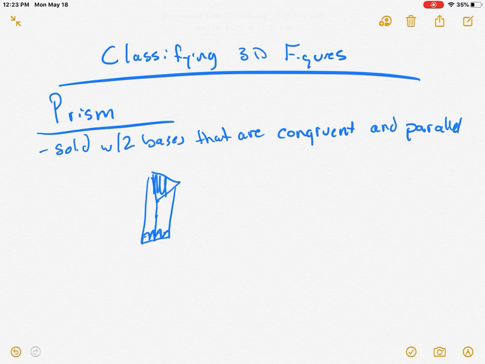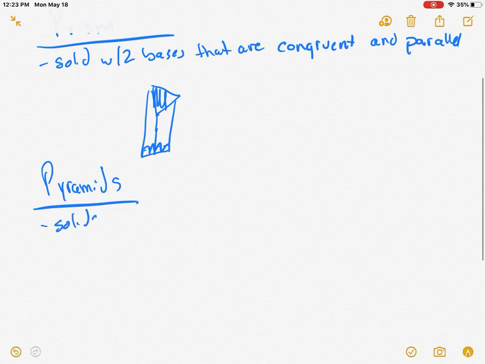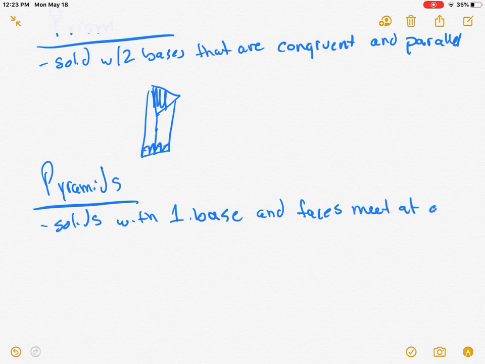Okay, then we have pyramids, right, and the pyramids, those are solids with one base. So that's the difference between the pyramids and the prisms, is a pyramid only has one base. And the faces, or the sides, meet at one point. Okay, so you guys have all seen pyramids, right? You can have rectangular pyramids, meaning that one base is a rectangle. You can have a triangular pyramid, meaning that the base is a triangle, right?